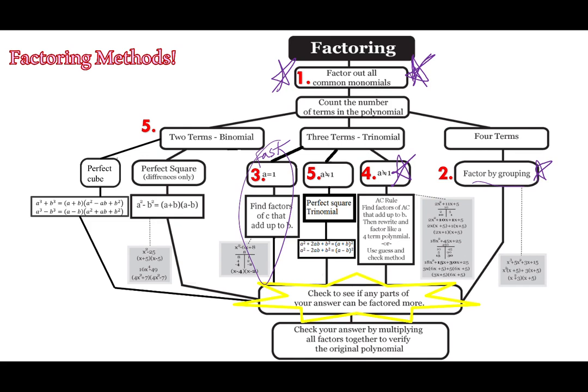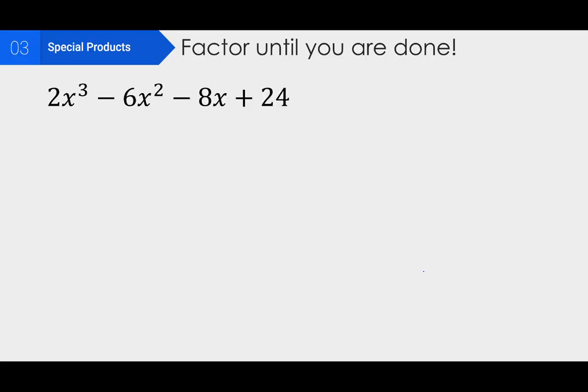Okay, 2 terms, we got some options. If it's perfect squares, it only works for minus signs, right? And if it's perfect cubes, it works for plus or minus, that pattern that we learned. Another important thing, it's already got a gold star around it, is to check to see if any of your answers can be factored more. That's what we're going to talk about right now. So let's look at this problem. Make sure to factor until you are done.